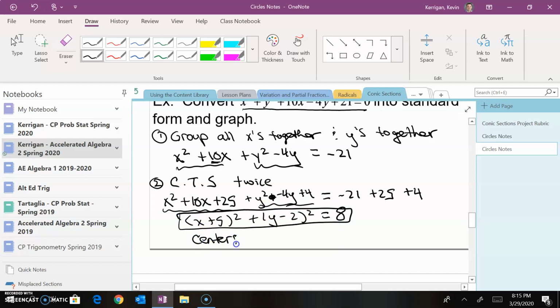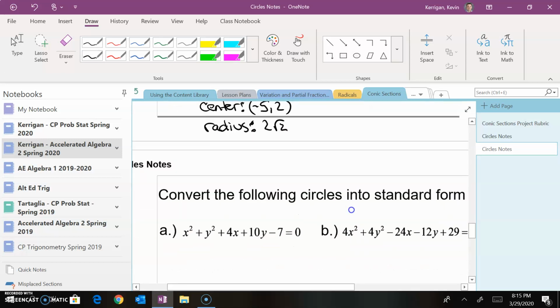Center, negative 5 comma 2. Radius, now 8 isn't a perfect square, but that's okay. We can still find the square root of that, which is going to give me 2 root 2. All right? And then I would be able to do anything I wanted with that. I could then go ahead and graph that by just plotting negative 5 comma 2 and add, subtract 2 root 2, both to the x values and the y values.